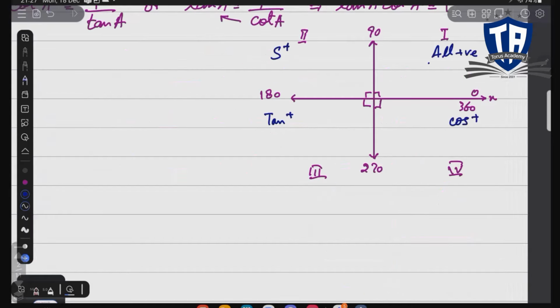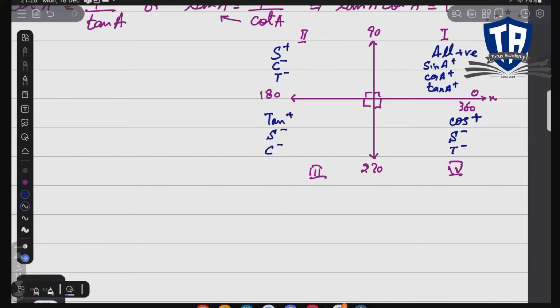All positive means sine of angle A will give you a positive answer. Cos of an angle A will give you a positive answer, and tan of an angle A will give you a positive answer. Likewise, in the second quadrant, when sine is positive, then cos is negative, tan is negative. In the third quadrant, when tan is positive, then sine is negative and cos is negative. In the fourth quadrant, cos is positive, while sine is negative and tan is negative.